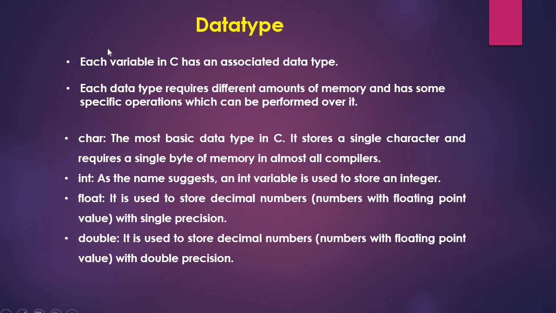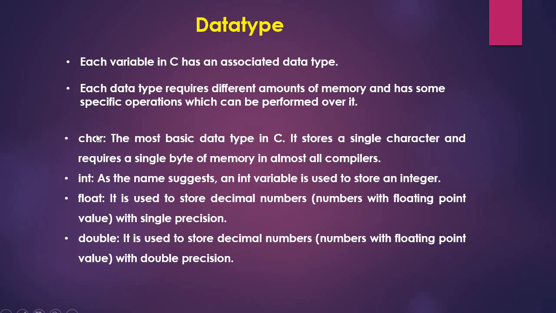Data types. Each variable in C has an associated data type. So while declaring a variable, compulsorily we have to give one data type, so that it will assume in future, that is, in the processing of code, what type of values are going to be assigned to this particular variable. These are the basic data types available in C: char, int, float, double.